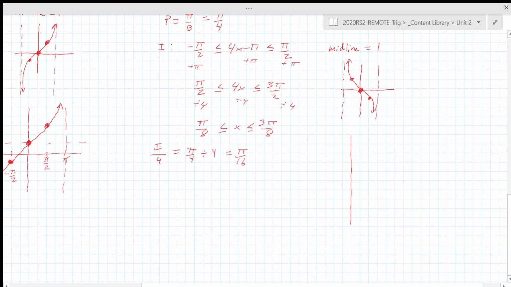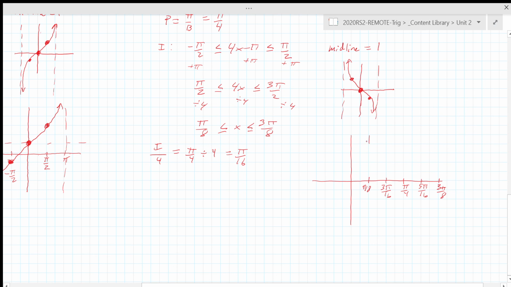Okay, now let's set up our axes. Okay, we're going to start at pi over 8. And we're going up by pi over 16 each time. So the next one will be 3 pi over 16, then pi over 4, then 5 pi over 16, to 3 pi over 8. And each of those tick marks is pi over 16 away from each other.